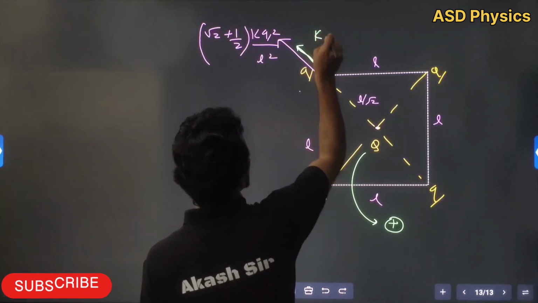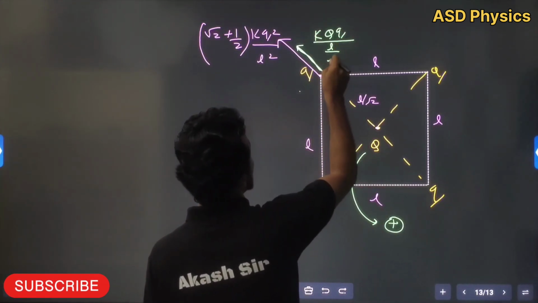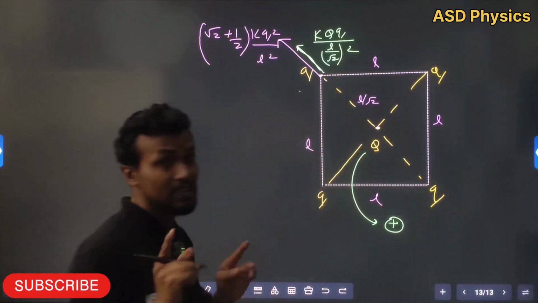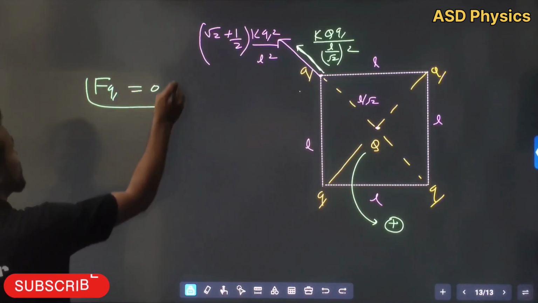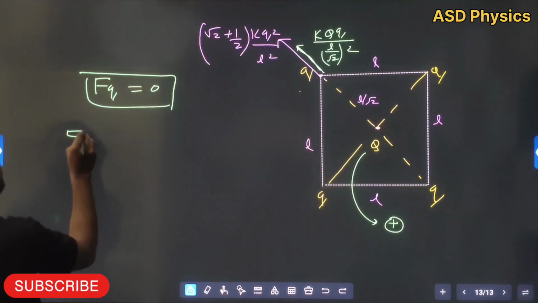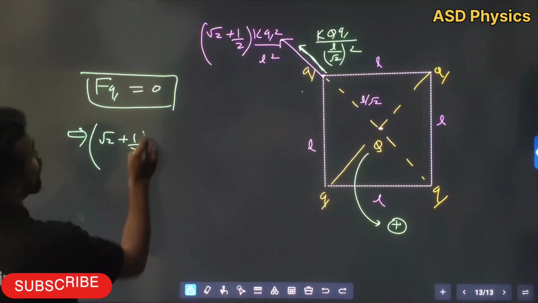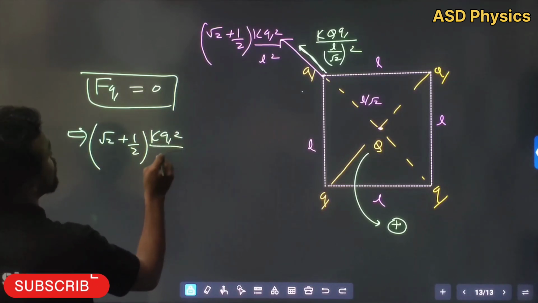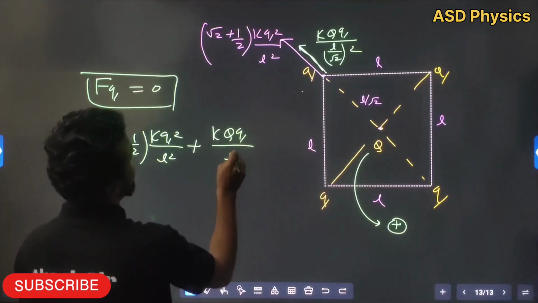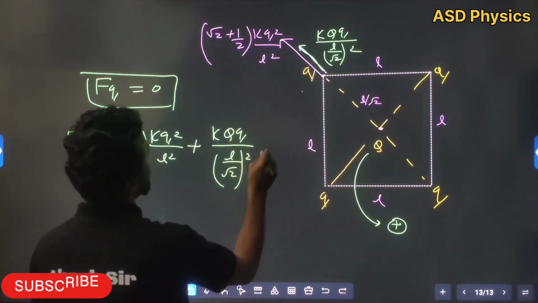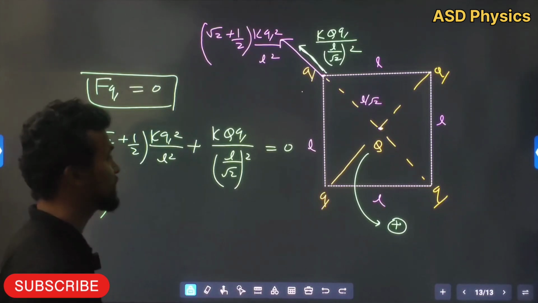So this force will be k capital Q small q, and the distance between them is L by √2 squared. So the net force should be 0. That means the force on charge q should be 0. Okay, so again we will write: (√2 + 1)/2 times kq² by L² plus this k capital Q q by (L by √2) whole squared equals 0.